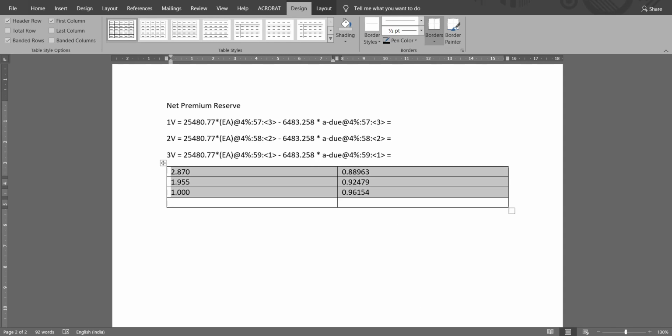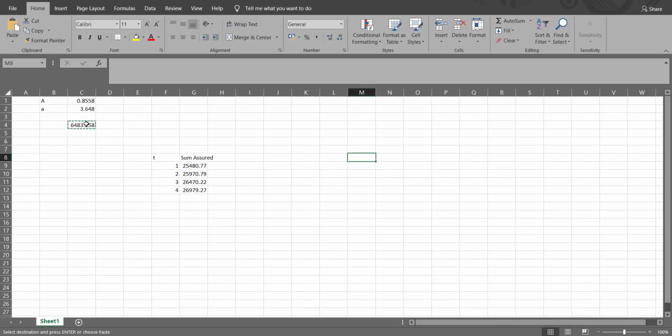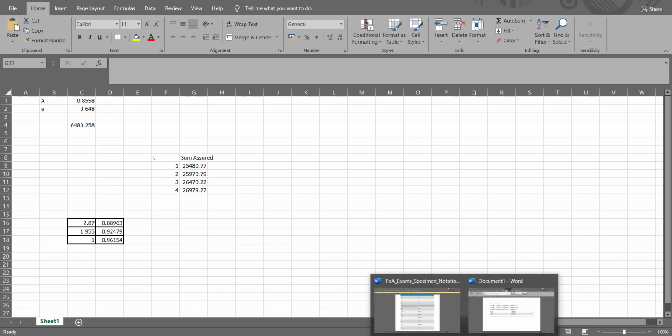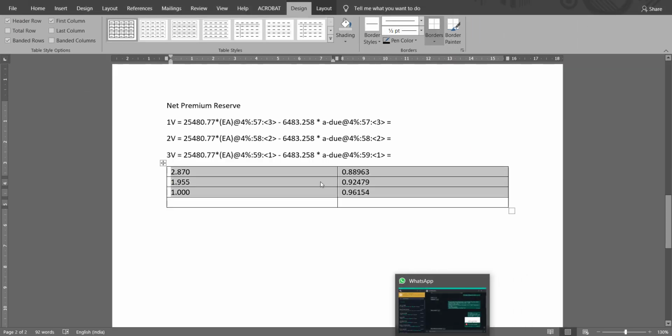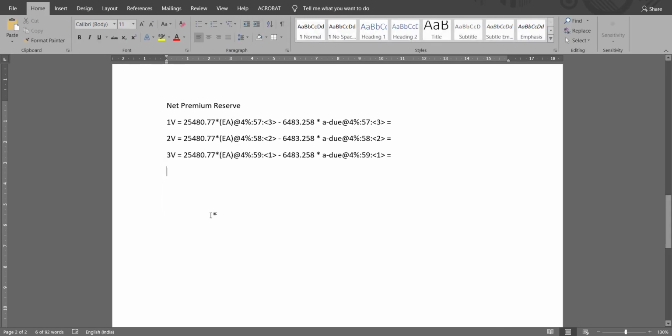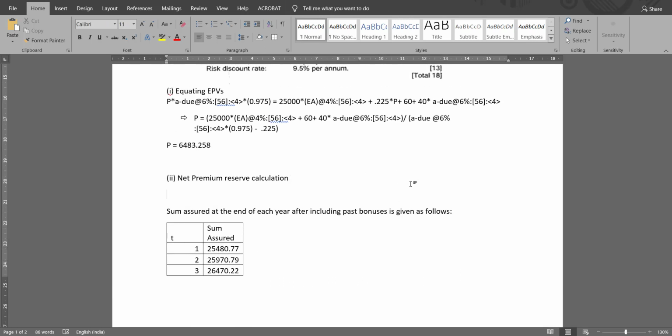Okay, so now I'll go to Excel. This is what I was looking at. Now you have your premium and you have your sum assured. Now I just paste these numbers. So these are the values that I have. One thing that I forgot is that I also needed to calculate the net premium in order to calculate the net premium reserve. So I'll go back to Word. I don't need this table here, I've already moved it to Excel. Now I also need to calculate the net premium.